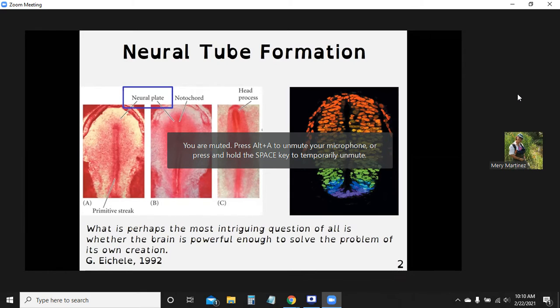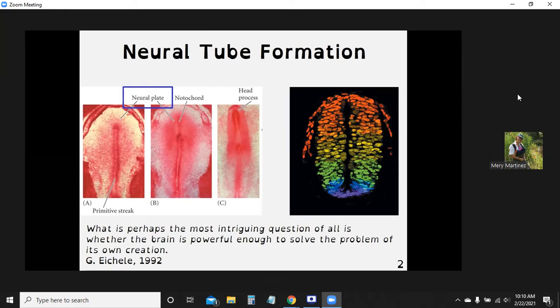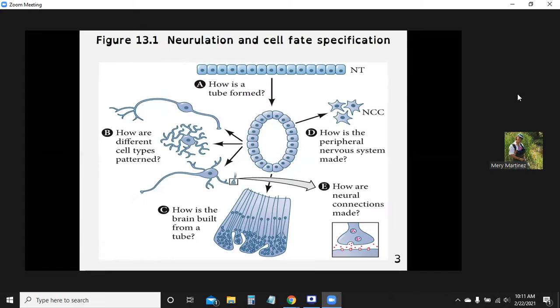So the neural plate becomes the neural tube through a process that we're going to be looking at, which is called neurulation. And the neural tube, as we know, is the rudiment of the central nervous system, okay? So an embryo that is undergoing neurulation is called a neurula. So in this image, we see the different aspects that we will be covering within the next 2, maybe 3 weeks of lecture, okay?